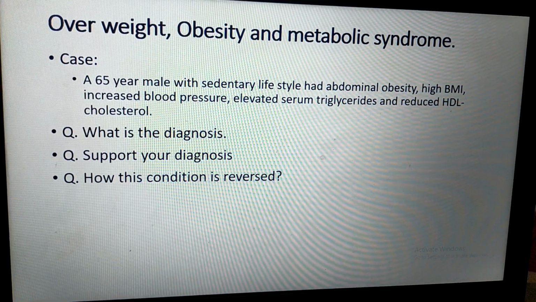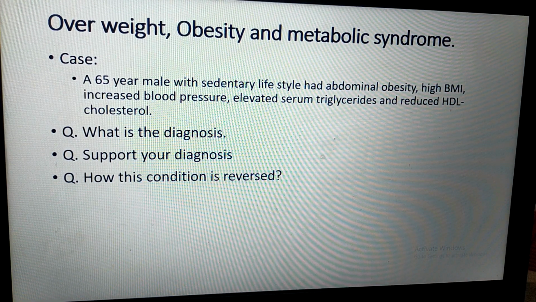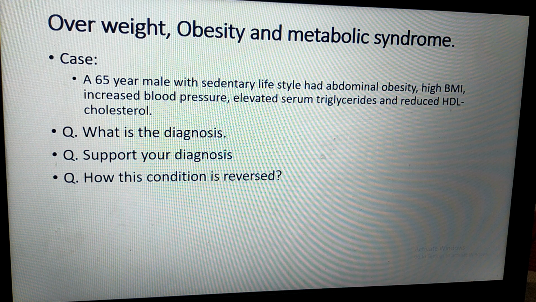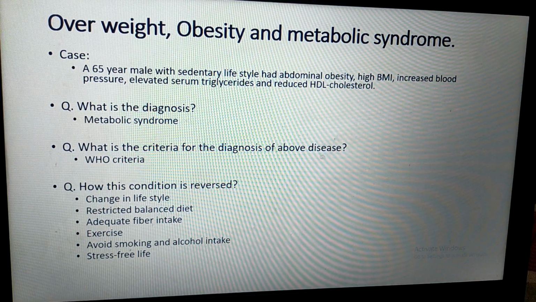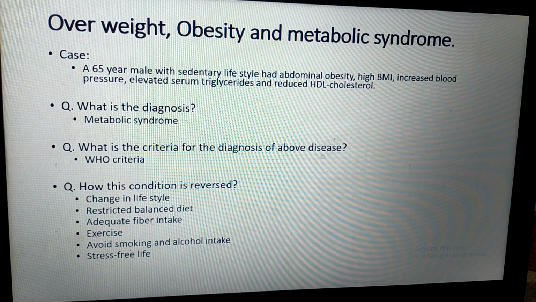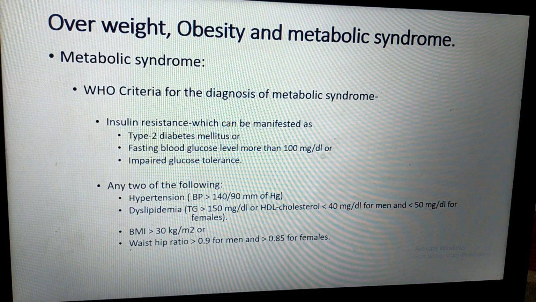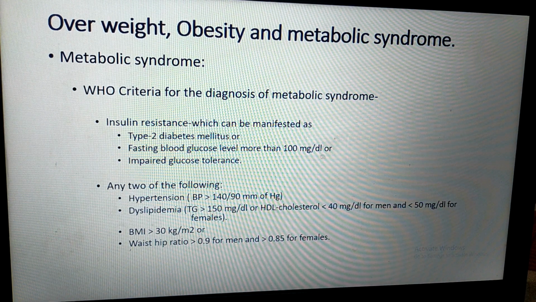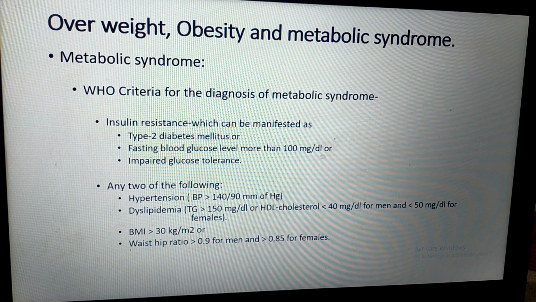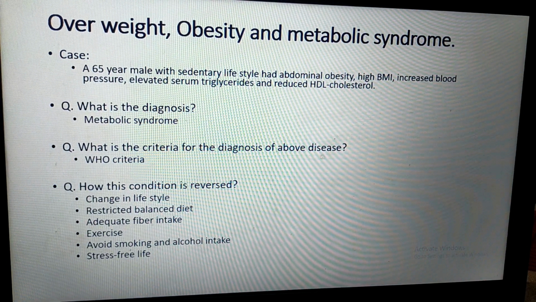So this is the case which is asked on this topic. A 65-year male with sedentary lifestyle had abdominal obesity, high BMI, increased blood pressure, elevated serum triglyceride level, and reduced HDL. What is the diagnosis? Support your diagnosis and how this condition is reversed. So the diagnosis is metabolic syndrome. For support, you have to write down the WHO criteria. This is the WHO criteria for diagnosis of metabolic syndrome that we have already studied. Next, how is this condition reversed?